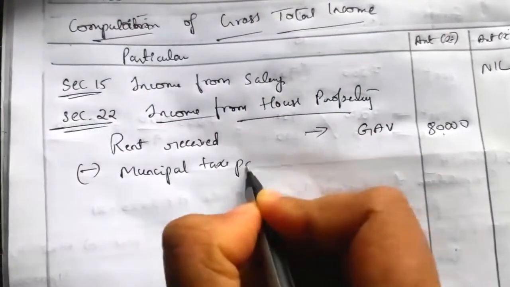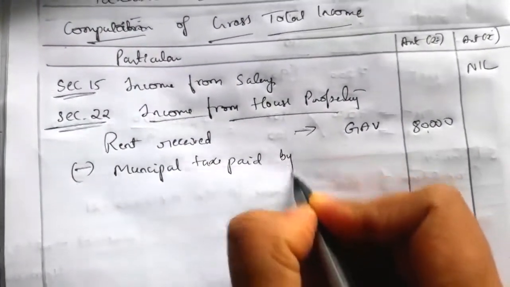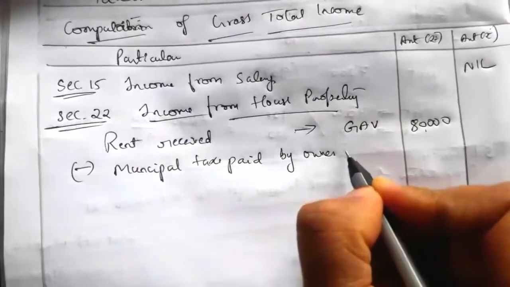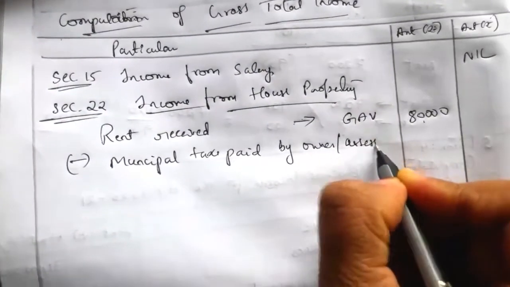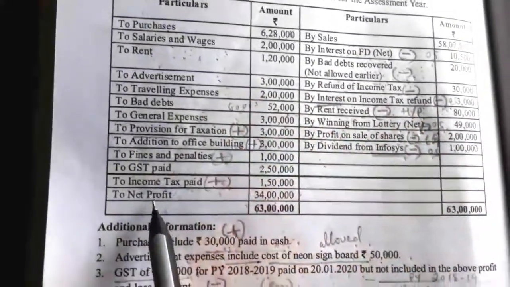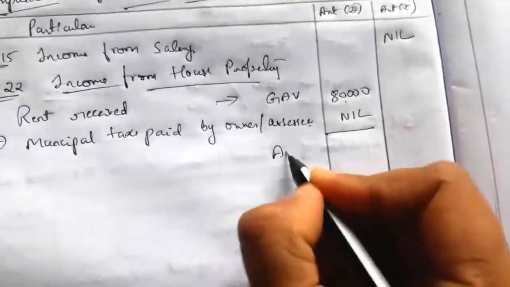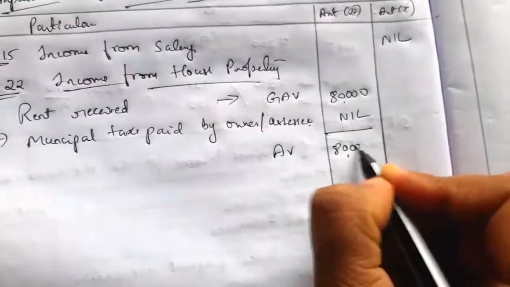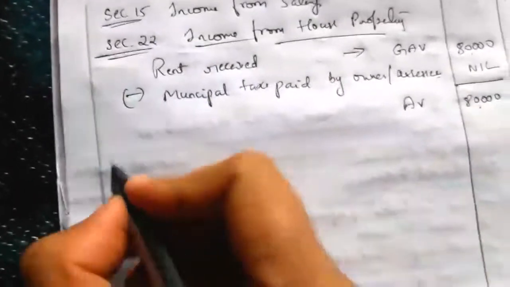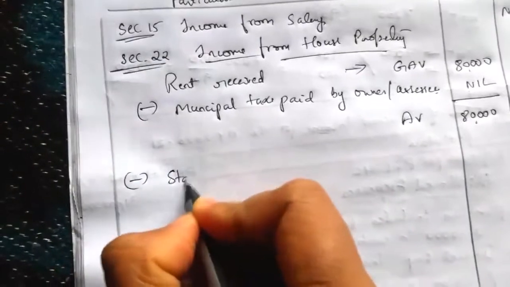Municipal tax paid by SSC, or the owner. Here SSC is nothing but the owner of the house. Who is the owner? Harish. So if any municipal tax paid is given for the house property, then we have to take it. Here no municipal tax paid is given, so it is nil. So annual value is nothing but 80,000. So from annual value, a house property owner can claim a standard deduction.